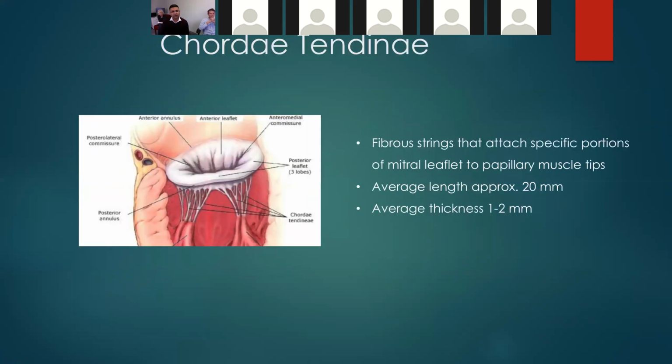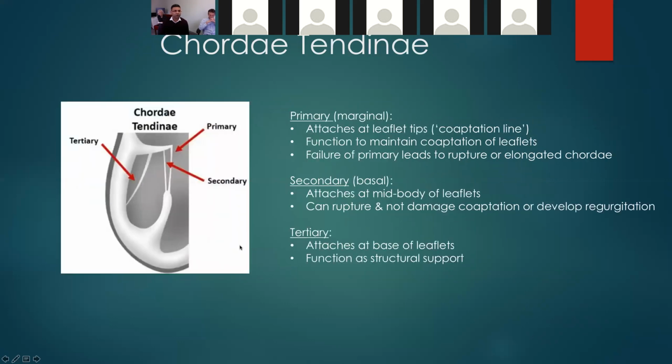And then the chordae tendineae, fibrous strings which attach the leaflets to the papillary muscles, a couple of centimeters long and 1 to 2 millimeters thick. There are 3 types: primary, secondary, and tertiary. The primary chordae tendineae attach at the leaflet tips, so they help in forming the coaptation line. Any rupture of the primary chordae can lead to significant MR. The secondary chordae attach at the mid body of the leaflet; with a rupture of these, you may or may not have mitral regurgitation. Whereas the tertiary mainly function as structural support and touch the base of the leaflet.